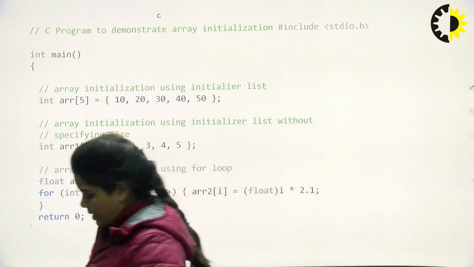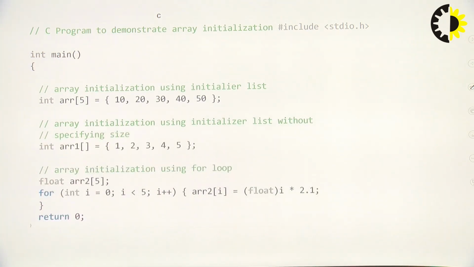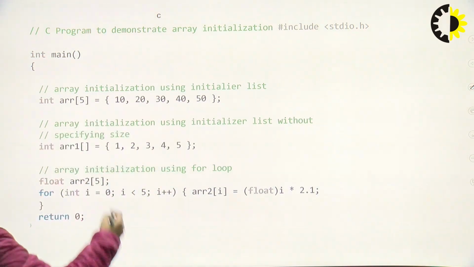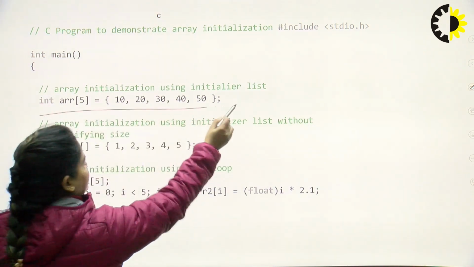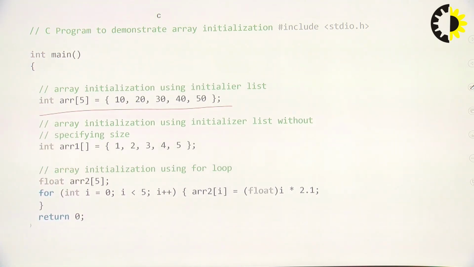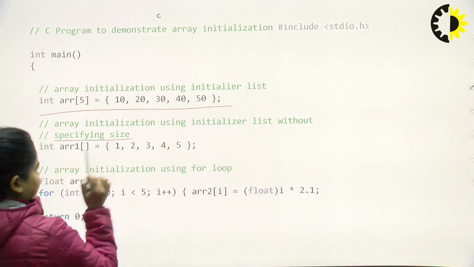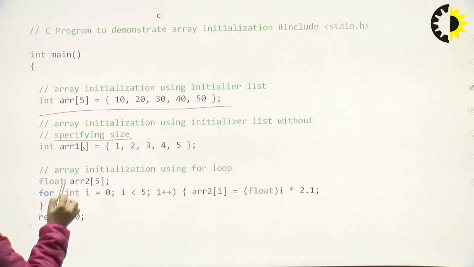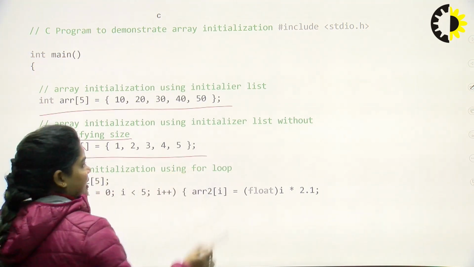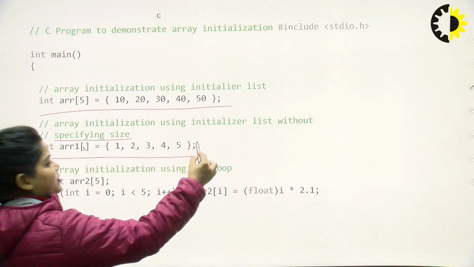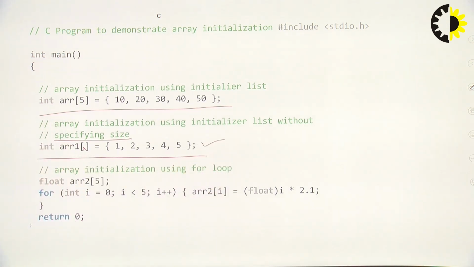Now see the program to demonstrate array initialization. Int array, see the initialization. We have initialized the array. Now, array initialization using an initializer list without specifying the size. Here we have not defined the size, but we have initialized the elements. Here the compiler will automatically deduce the size of this array list.